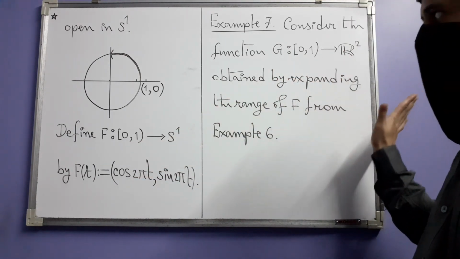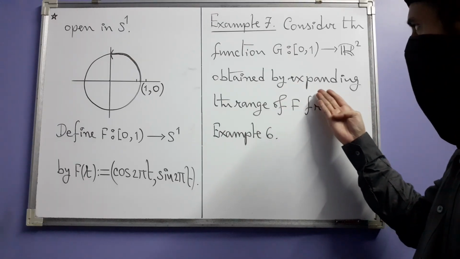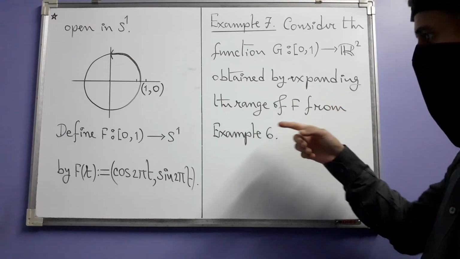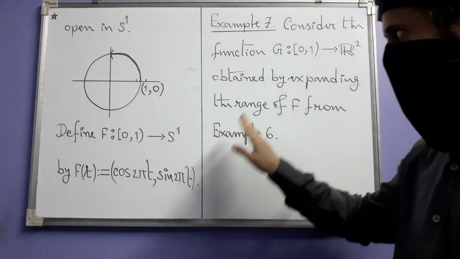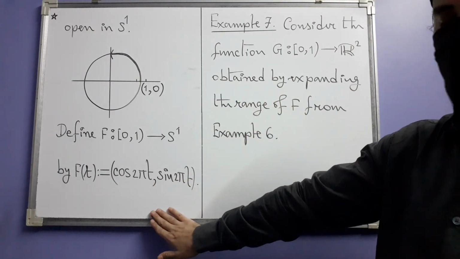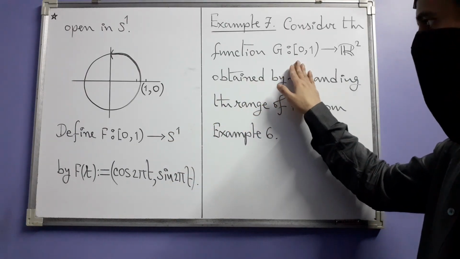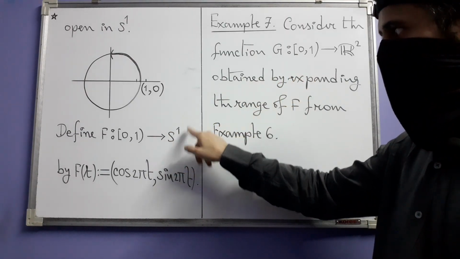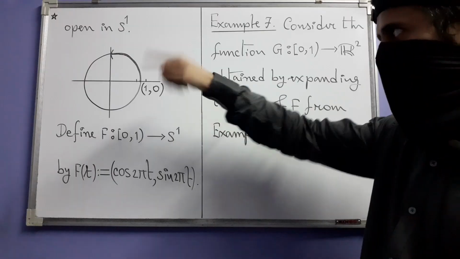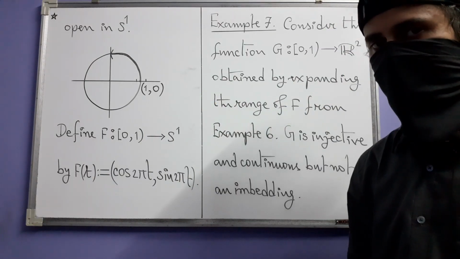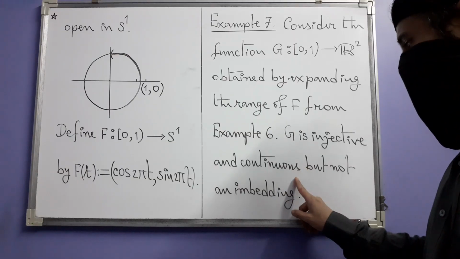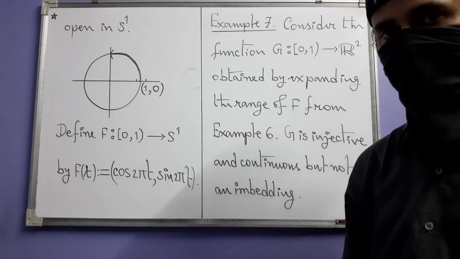And finally, we have example 7, where we consider this function g from this interval, but this time onto R2, the entire plane, obtained by expanding the range of that f from example 6. That means the rule for the function g is just this, and the domain is also this. The only thing is that we expanded the range from S1 onto the whole plane. Now this function g is injective and continuous, but not an embedding.